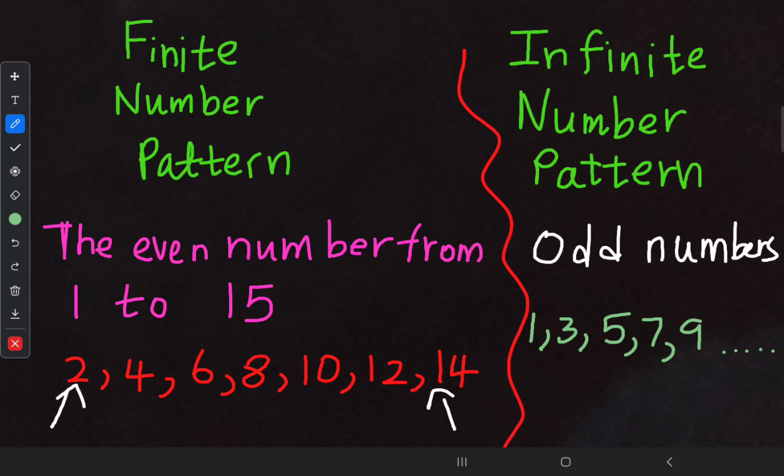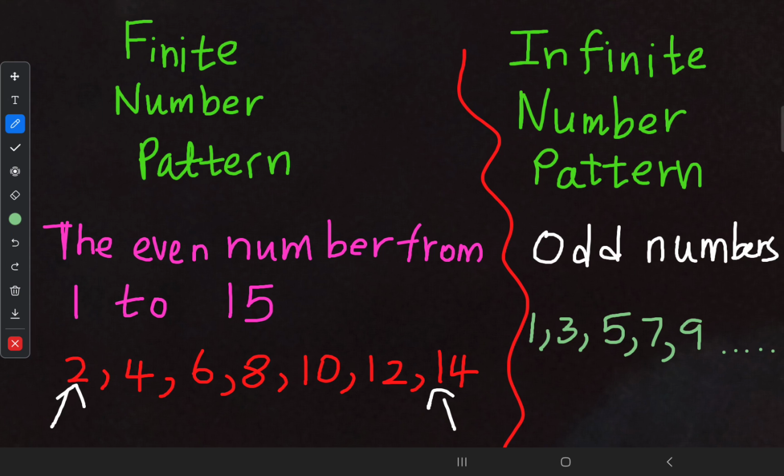Odd numbers means 1, 3, 5, 7, 11, 13, 15, 17, 19, 21, 23 up to trillion, million, quintillion. You can count, if you can, you can spend your lifetime to count those numbers. So there is no limitation for this. That's why they are using the dotted lines.